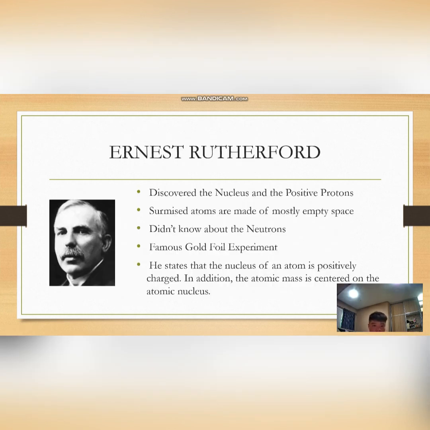Ernest Rutherford discovered the nucleus and the positive protons. He surmised atoms are made of mostly empty space, but he didn't know about the neutrons. His famous invention was the gold foil experiment, and he stated that the nucleus of an atom is positively charged. In addition, the atomic mass is centered on the atomic nucleus.